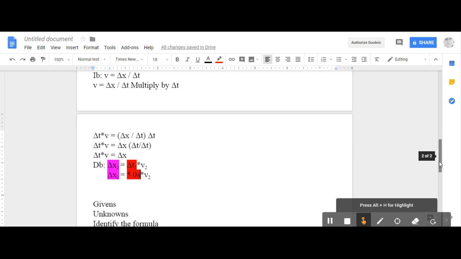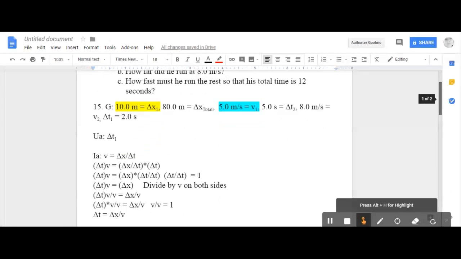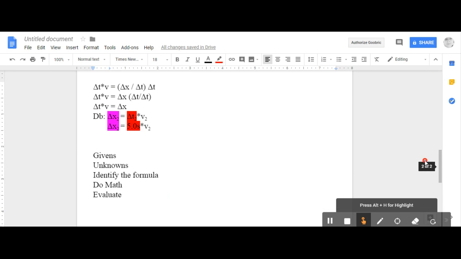And then v2, I need to look at my velocities. For v2, 8.0 meters per second is my v2. So I'm going to take this and replace this in my equation.